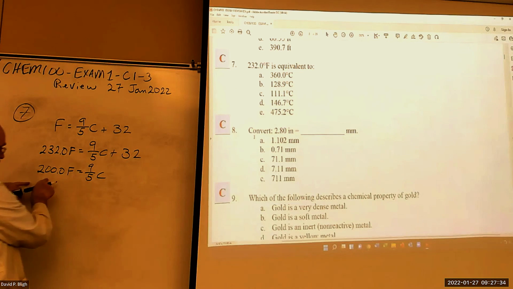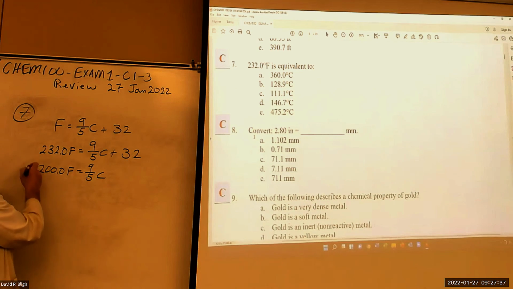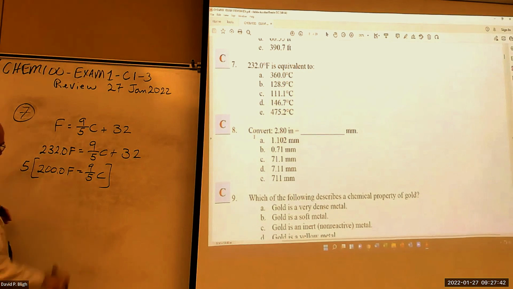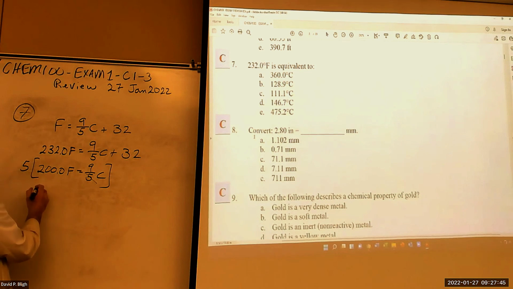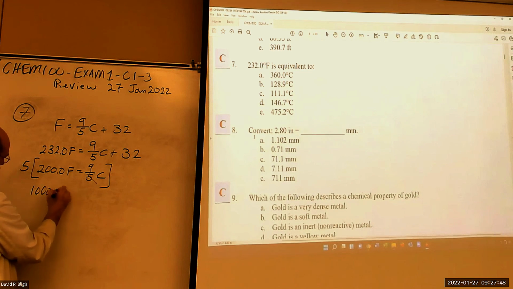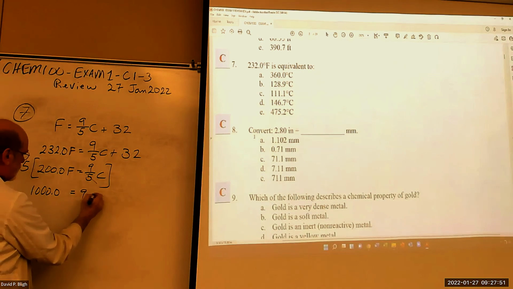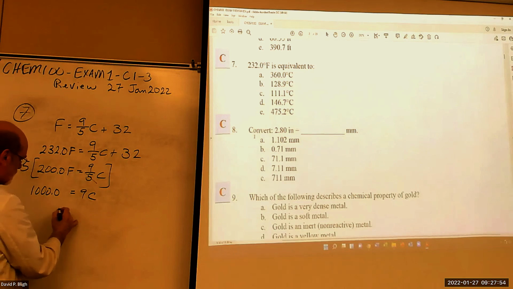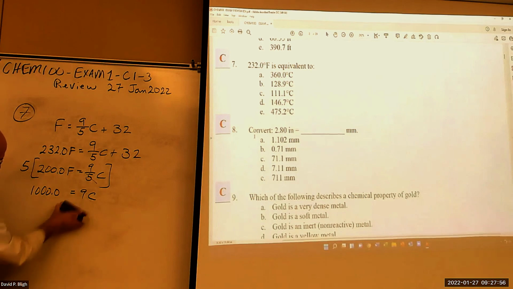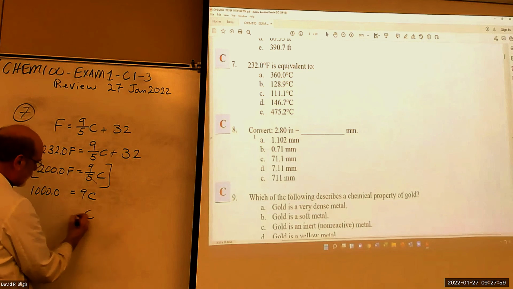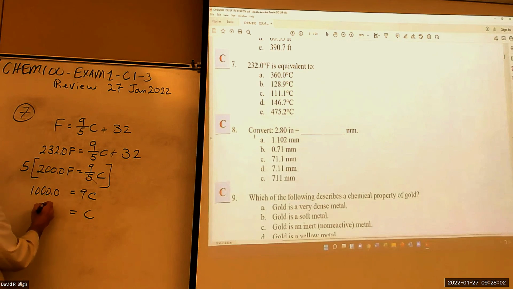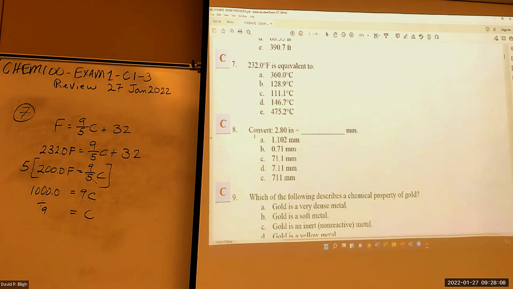Now, if we say 5 times this, right? 5 times that, 5 times that, we could write it like this. 5 times the whole thing. Right? That cancels this one. And 5 times that is 1,000, equals 9C. Then we say C. Well, that may be confusing. Let's keep C on this side. And we divide this one by 9. So 9 into 1,000 is what? It's 111.